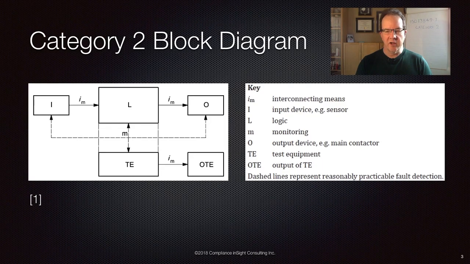The L block is the logic block. This is where the decisions are made about how the state of the input device is going to be handled. And of course, the O block is the output device. That's normally a contactor or something like that that's switching power. And in between those blocks, we have the IM lines. Those are basically just interconnecting means between those devices, so wires, or theoretically it could be fiber optics or anything, but typically it's wiring.